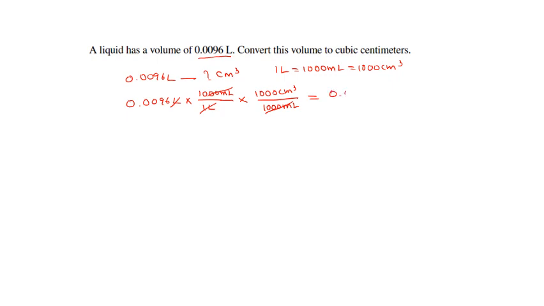So we will have 0.0096 times 1000 centimeter cube. When you are multiplying with 1000, how many places does it move forward? 3 places, 9.6 centimeter cube. Okay, I hope you have that answer.